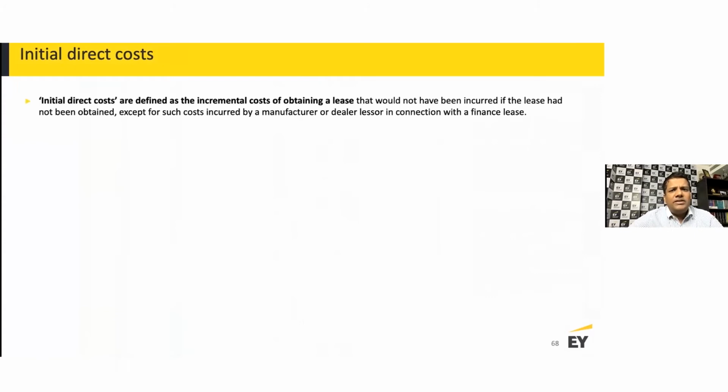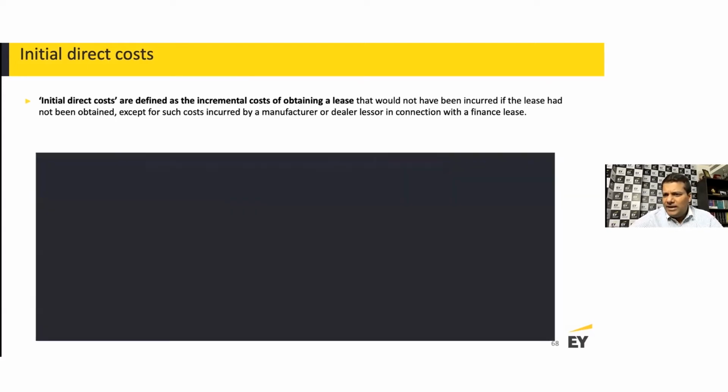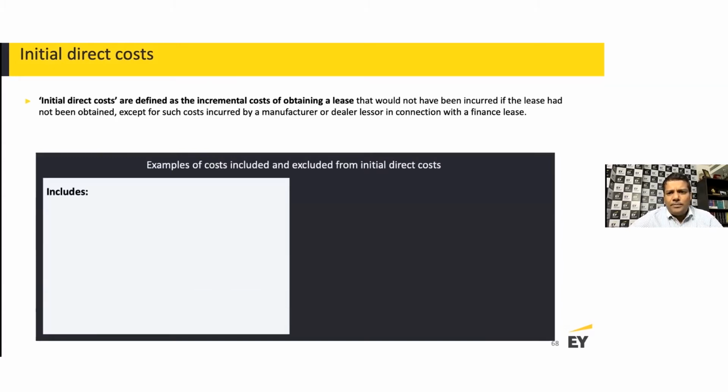Which I may need to pay, which are nothing but my agreement cost, legal diligence cost, and some of the other costs which otherwise I wouldn't have incurred. So initial direct costs are defined as the incremental cost of obtaining a lease that would not have been incurred if the lease had not been obtained, except for such costs incurred by a manufacturer or dealer lessor in connection with a finance lease. So what are the examples?